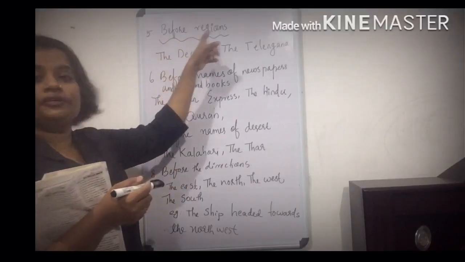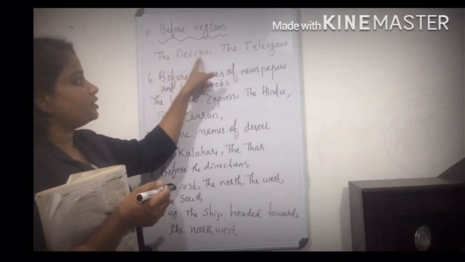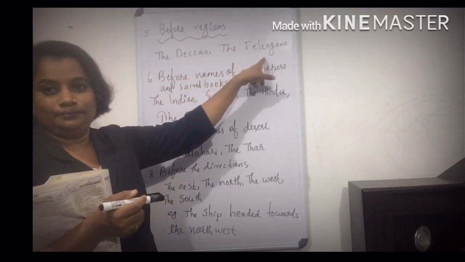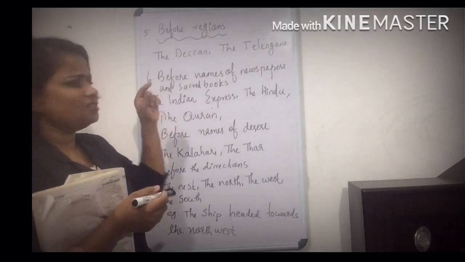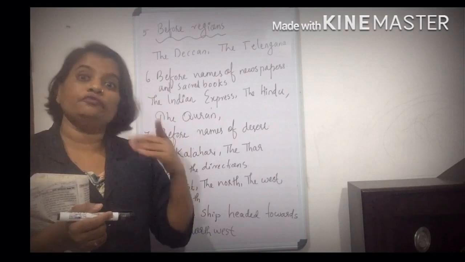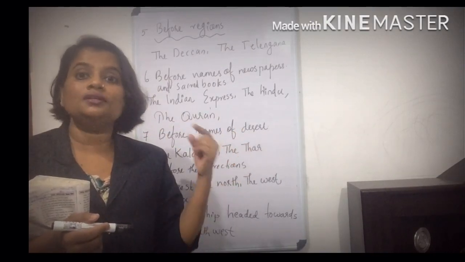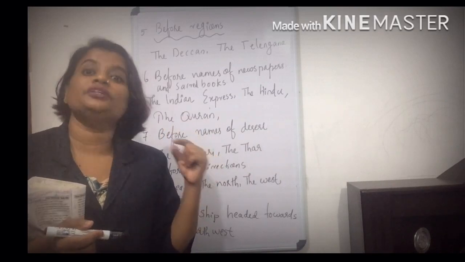Fifth one is before regions. The is used before regions. The Deccan, the Telangana. Okay, these are the short key points and the uses where and when we can and how we can use the before the noun.